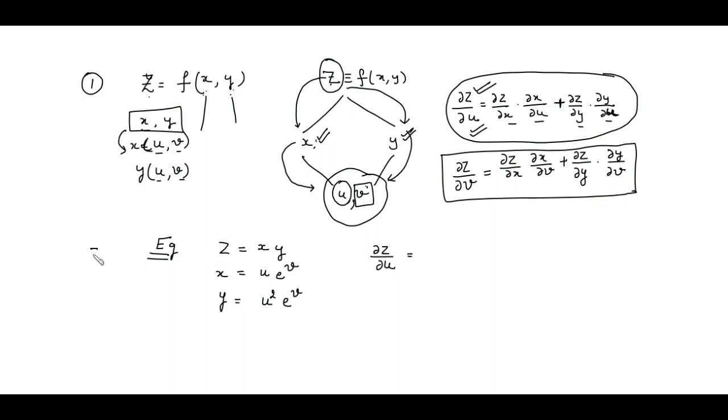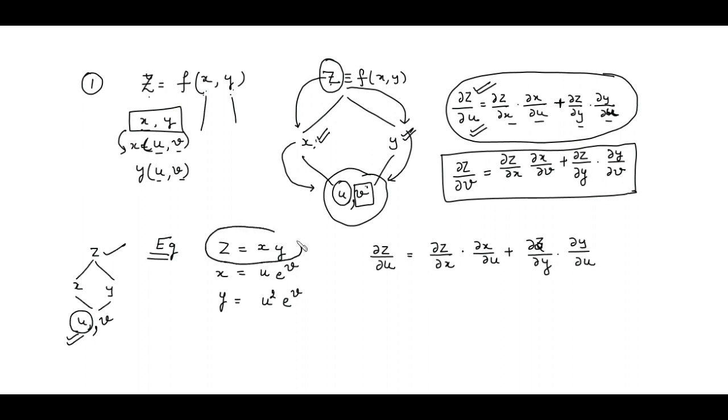Now since z is depending on x and y, and x and y they are the functions of u and v, and we want to find out the partial derivative of z with respect to u, so we will apply the chain rule over here, and this comes out to be partial derivative of z with respect to x, the next derivative of x with respect to u, plus partial derivative of z with respect to y, and the partial derivative of y with respect to u. So now you just substitute the values.